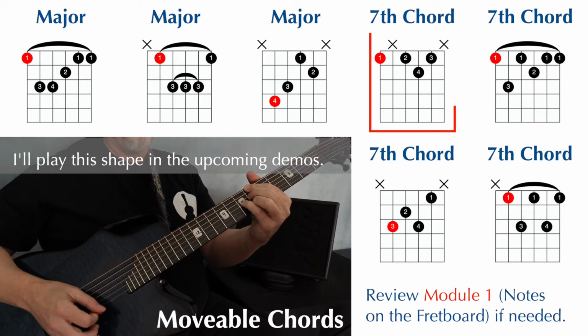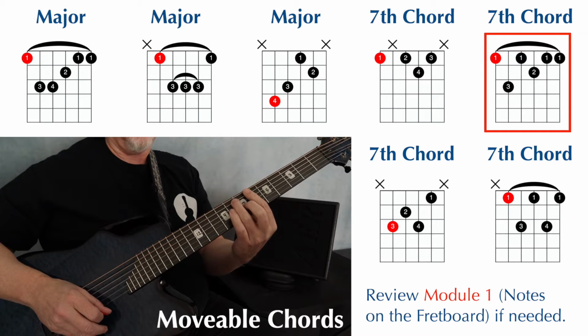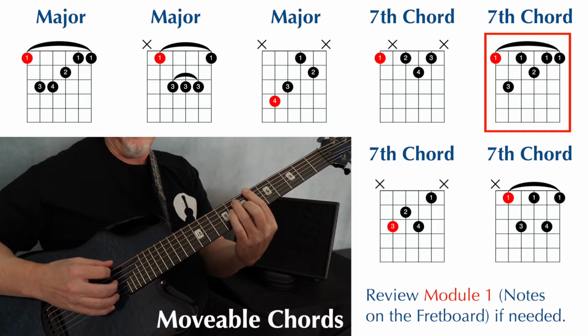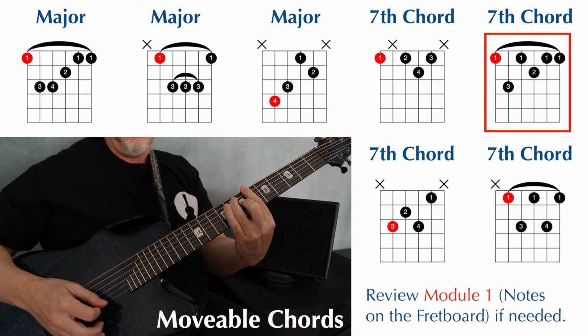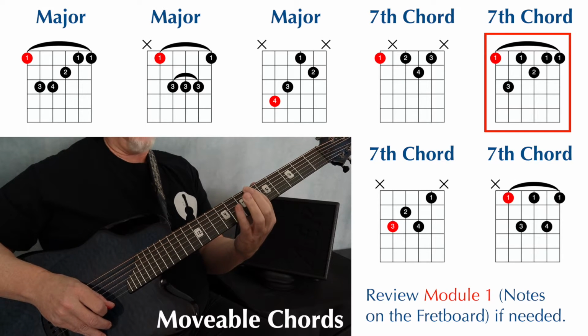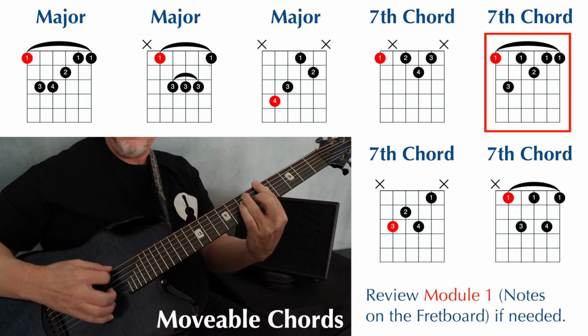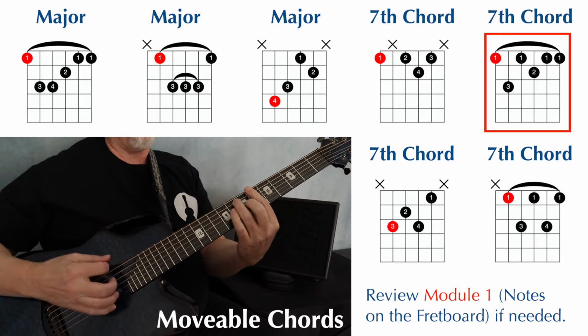You could also play this dominant 7 shape with the root note on the 6th string. This is also a B flat 7. I'm placing the root note on that B flat. If I were to move it down a fret, it's an A7.